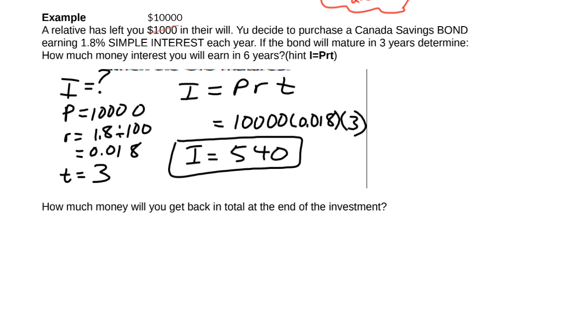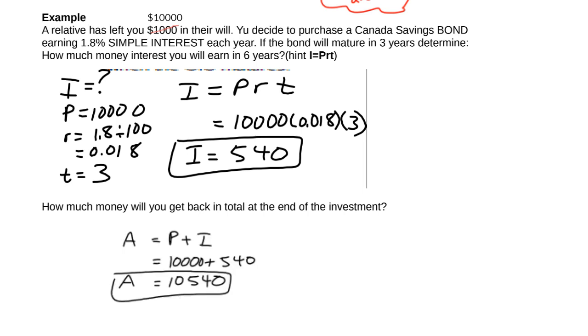Now, in order to find our total amount, we just add up the interest and the amount at the beginning, to get our total amount at the end. All right, so here we go. And so we just add them all up. 10,000 plus 540 is a total of 10,540 that you get when the bond matures, i.e. finishes at the end of 3 years. That's how much money you get, 10,540.